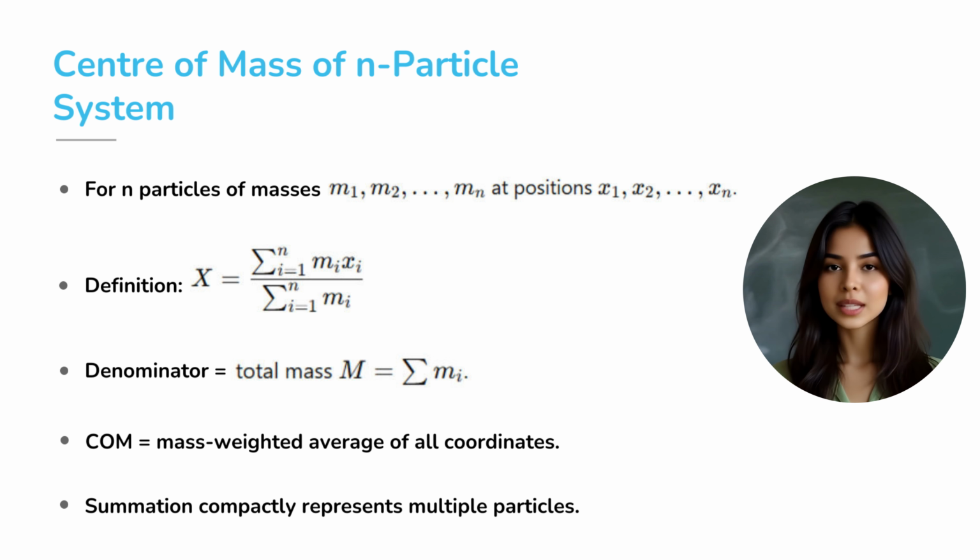Here, the denominator m is the sum of all the masses, while the numerator adds up their mass-weighted positions. This tells us the center of mass is really the average location, but weighted by mass, not just by count. It's the point where the whole system would balance if placed on a knife edge.